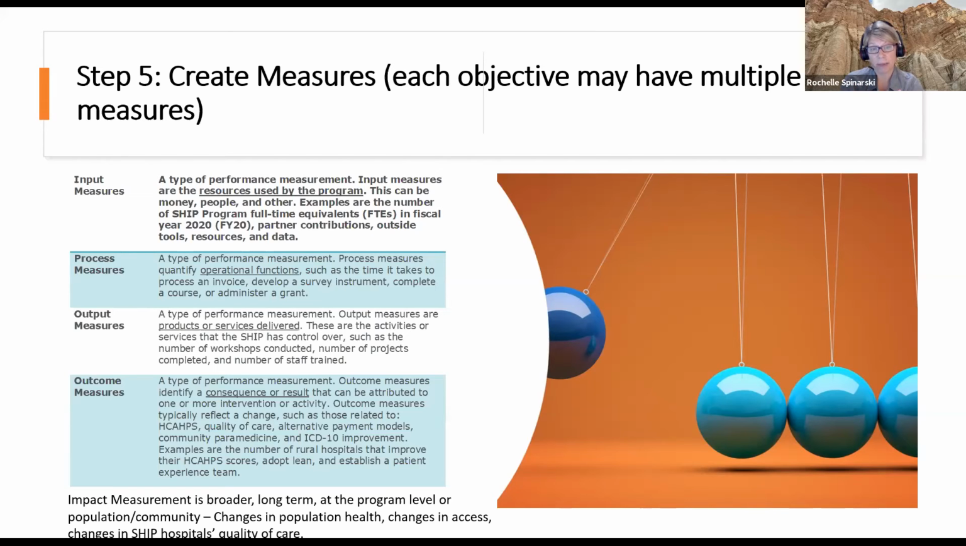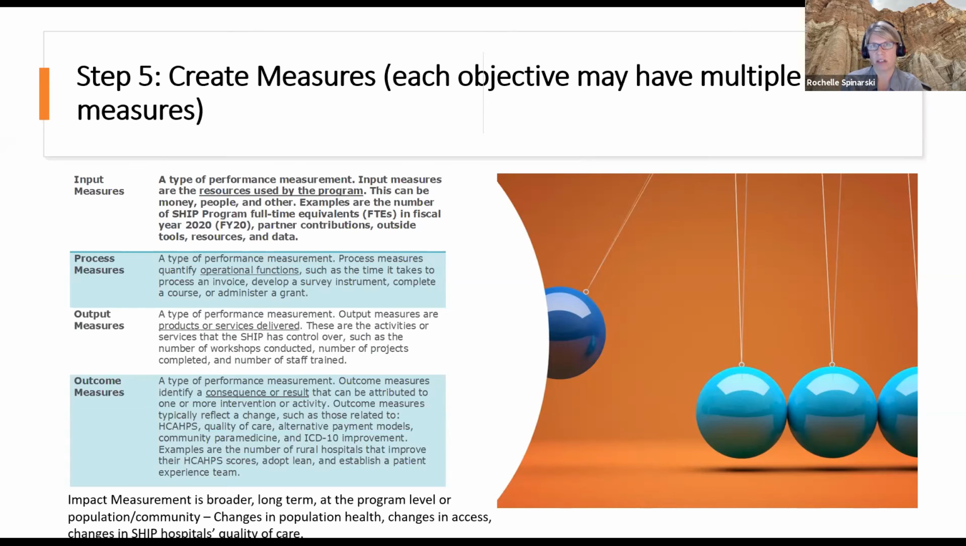And then our outcome measures are all about change. What kind of change is taking place in our HCAHPS scores? What type of change is taking place in terms of ICD-10 improvement? What kind of change is taking place in terms of adoption of something new within our SHIP hospitals?